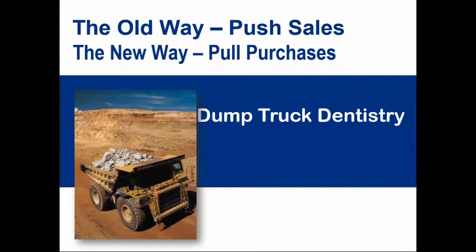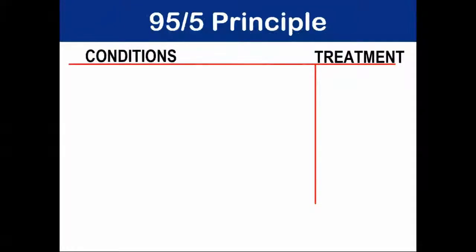That slash in your 95/5 is a barrier. It's a physical image, a representation of what not to do. Do not go beyond this point, right? So look at the line here. This is the 95/5 principle. You've got your conditions all written down, all documented in your tooth chart, in your clinical record, all the conditions.